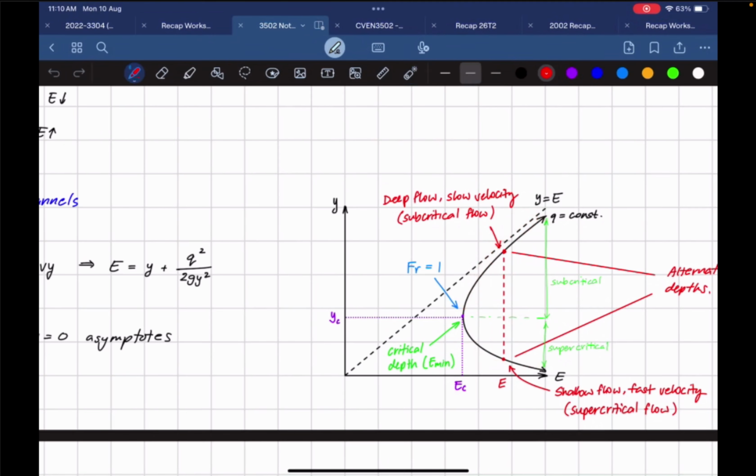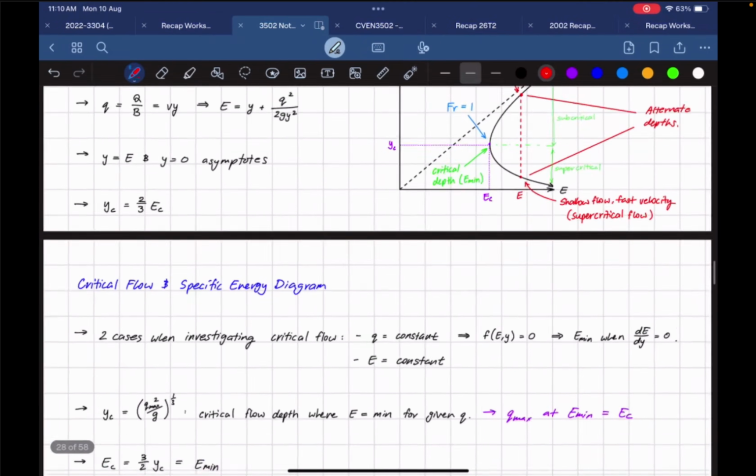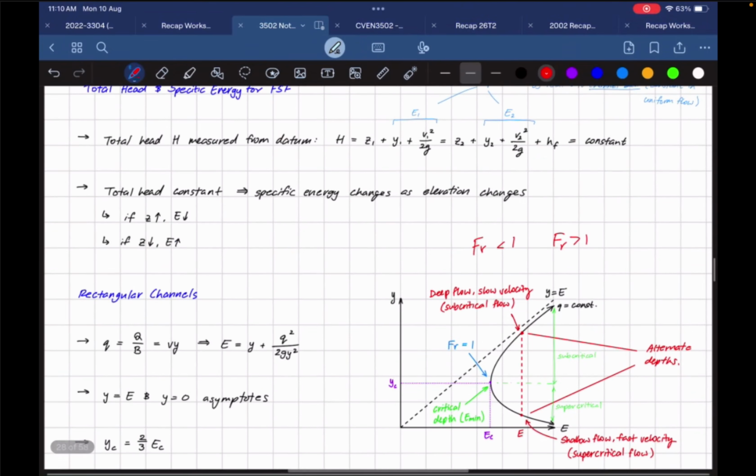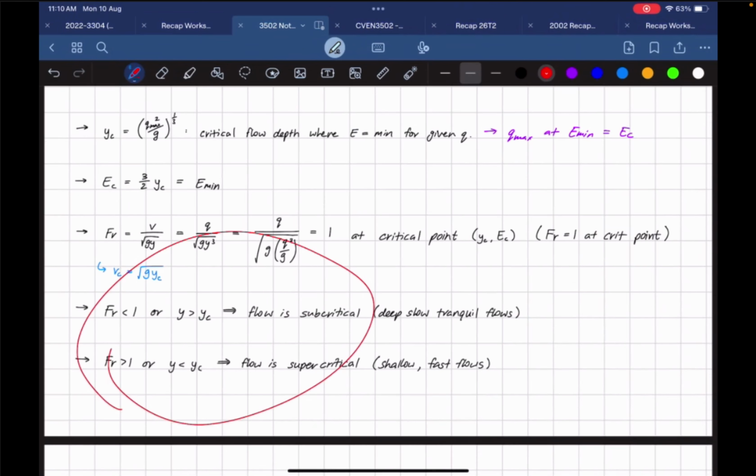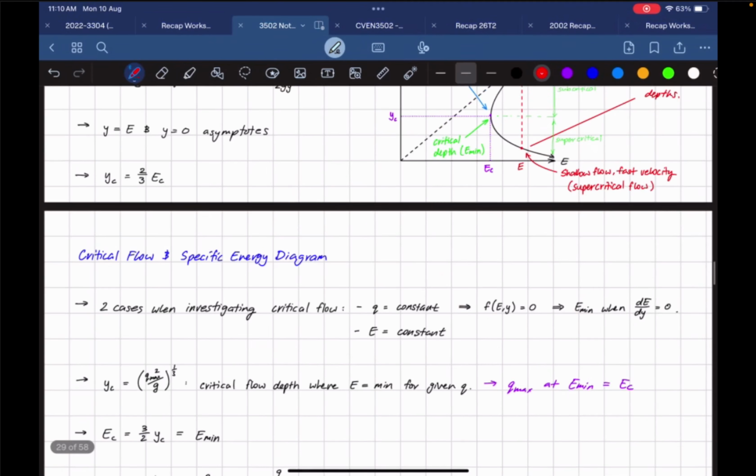And in terms of Froude number, Fr, supercritical is less than 1, subcritical is greater than 1, I think. One sec. I have it here somewhere. Here it is. So if it's less than 1, it's subcritical. If it's greater than 1, it's supercritical.